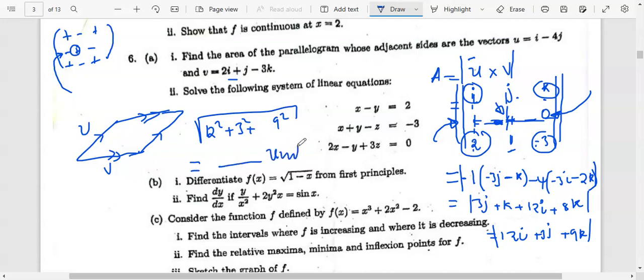So whatever answer you are going to get here will be in units squared, like area is given as a unit squared, for example, centimeter squared or meter squared or kilometer squared. So if this question was to find the area of a triangle with these adjacent sides, a triangle is half of a parallelogram. So for a triangle, you always put half in front here, half, and then you take the magnitude of the cross product. Any question?